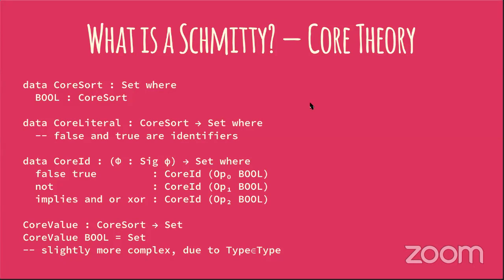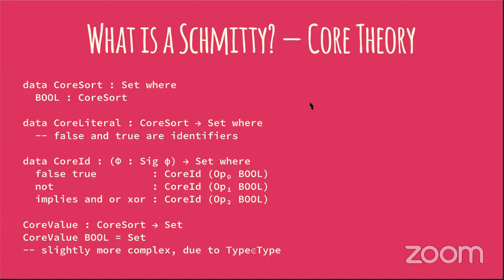So here we declare the sorts of the theory, which in this case is bool. And we declare the literals. Now, for technical reasons, false and true are identifiers. They're functions that you call with 0 arguments. And that's just for very technical reasons.